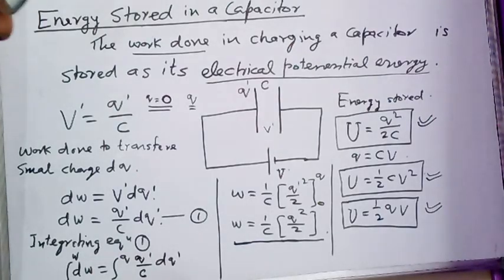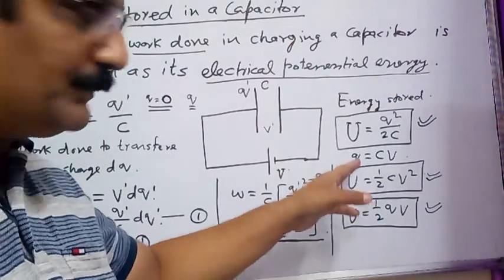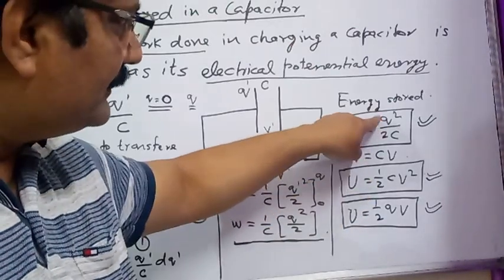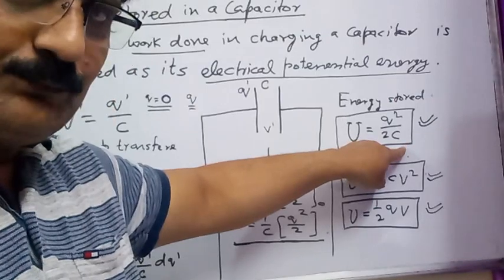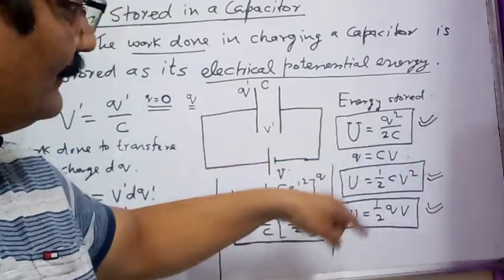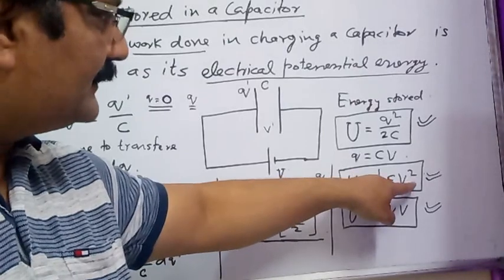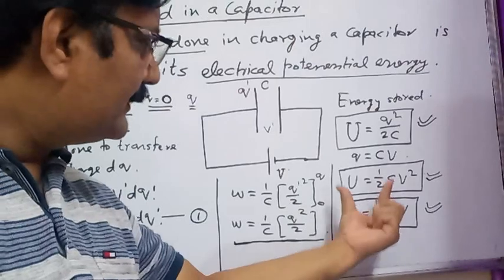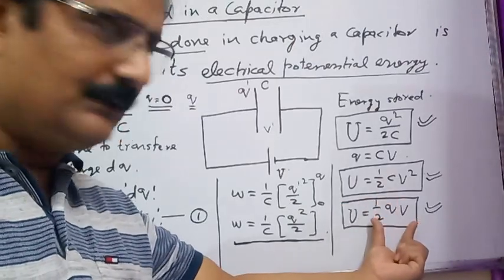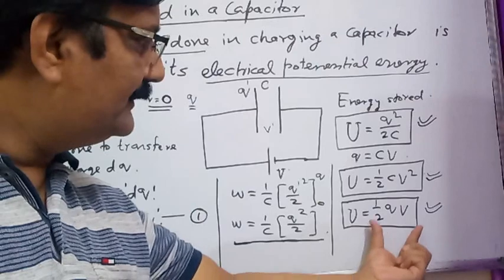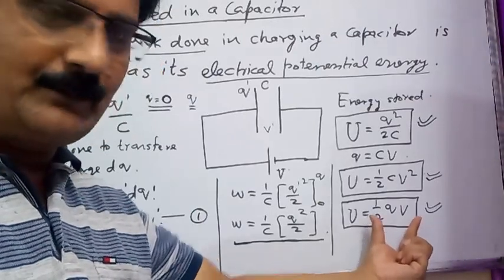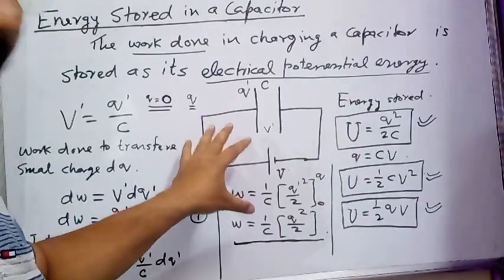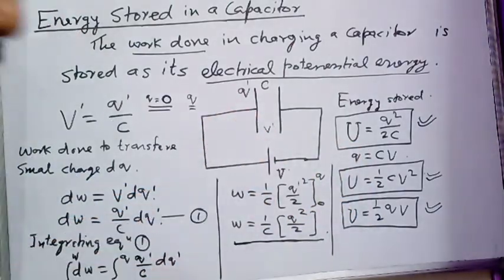So to calculate the energy stored in a capacitor, all the three formula can be used. If charge is stored on the capacitor and capacitance is known, this is formula 1. If capacitance and charging potential of the capacitor is known, then we can use second formula. If charge is stored on the capacitor and charging potential is known, we can use third formula. So using any of the three formula, we can calculate the energy stored in a charged capacitor.